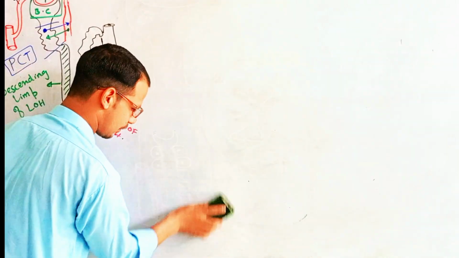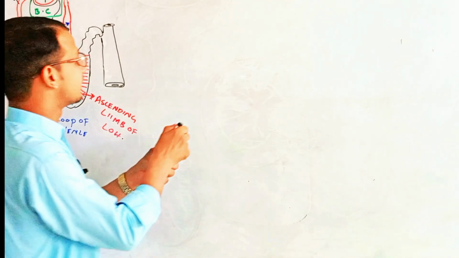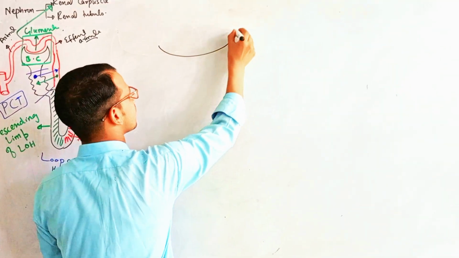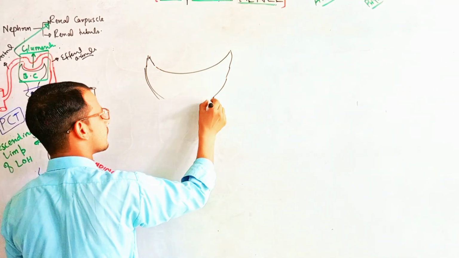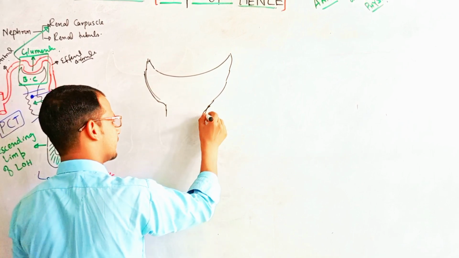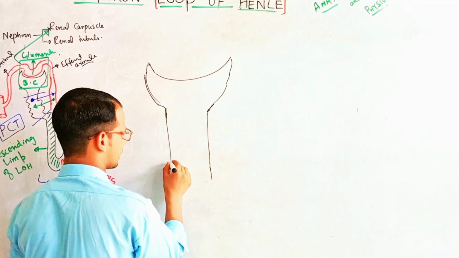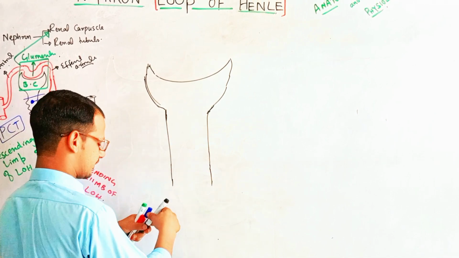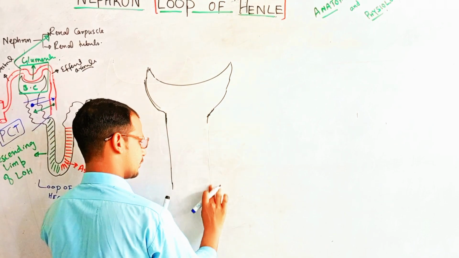We will take one cell from the proximal convoluted tubule quickly. For example, this is Bowman's capsule, and this is the proximal convoluted tubule.